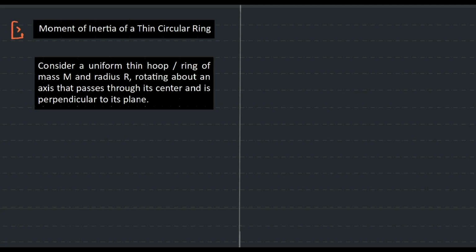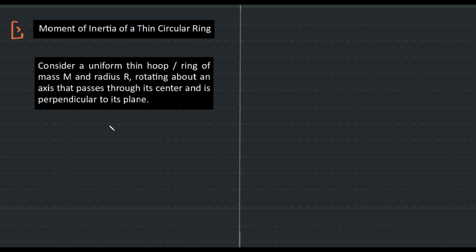Let's figure out the moment of inertia of a thin circular ring. So we are considering the ring to be uniform of mass m. So the mass distribution is uniform. The total mass is m and the radius is r. It's rotating about an axis that passes through its center and is perpendicular to its plane.